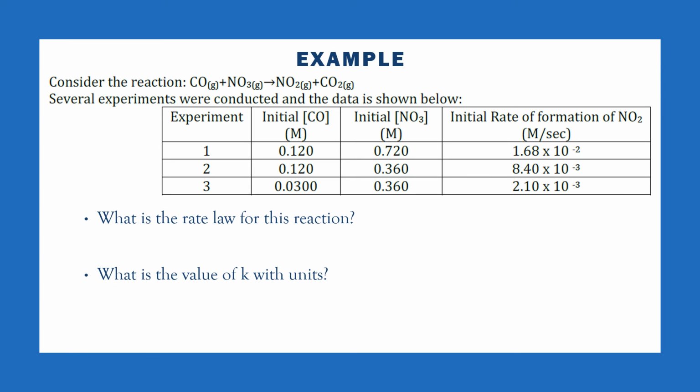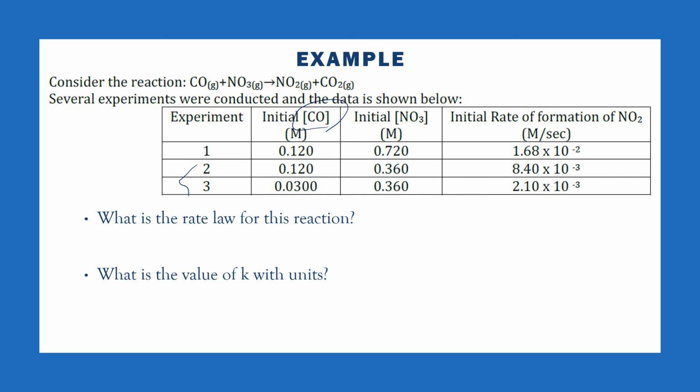Okay, so here's another example. We want to find the rate orders for both of the reactants, and then that'll help us find the rate law for the overall reaction. So to find for the CO, I need to pick 2 reactions where NO3 stays the same. So I'm going to use 2 and 3. I'm actually going to compare 3 to 2 because 3 is smaller, and I don't like fractions.